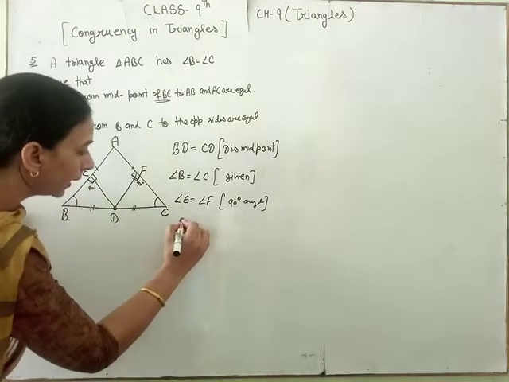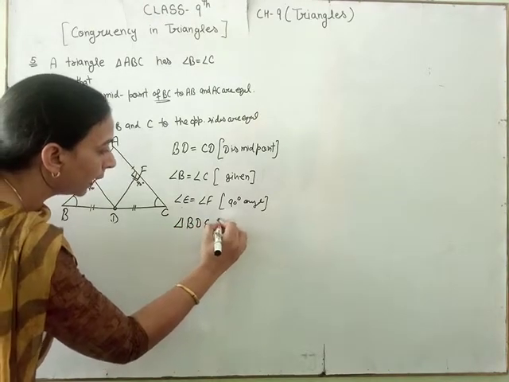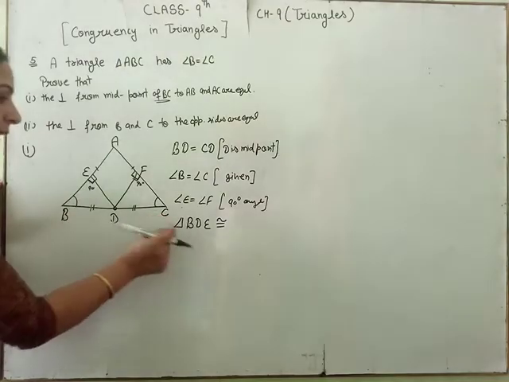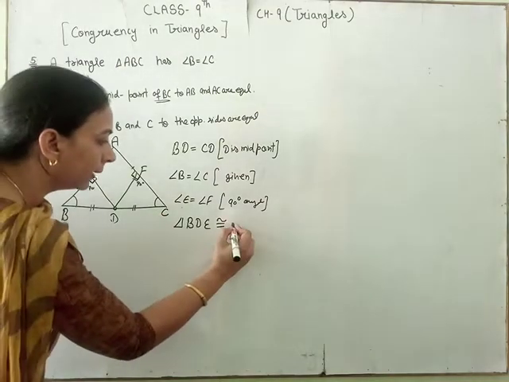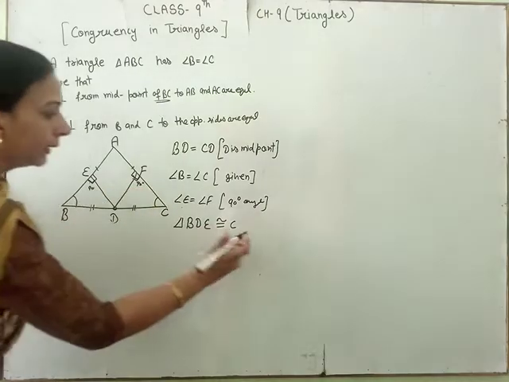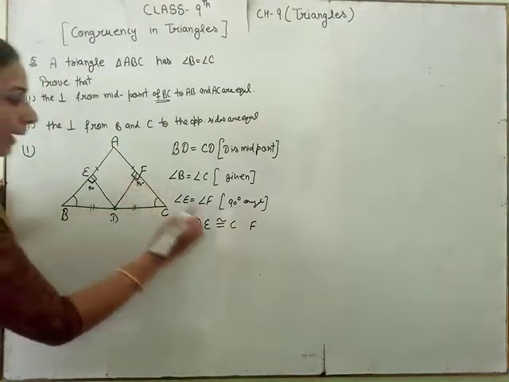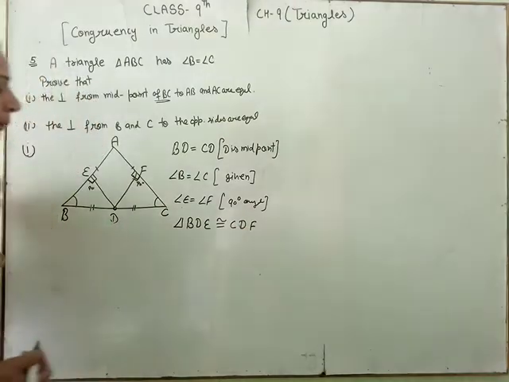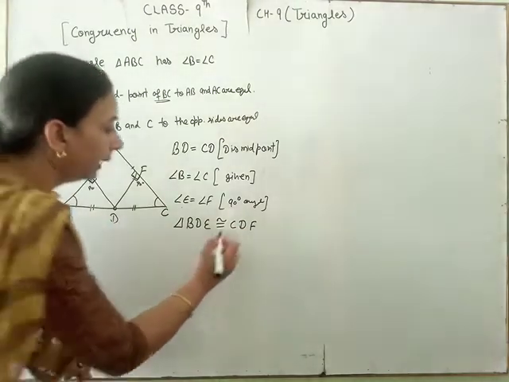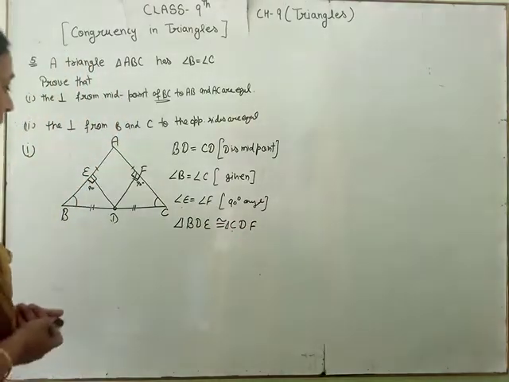Triangle BDE congruent to CDF, with B equal to C, then in place of B here, C. Next is E equal to F, 90. Then there is F. Okay, then there is CDF. Triangle BDE is congruent to CDF, and by which axiom?